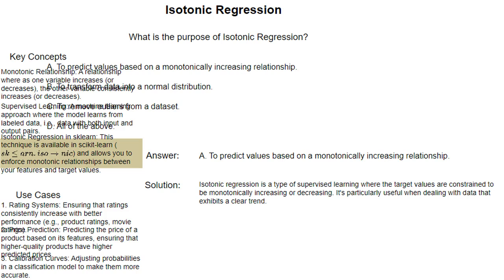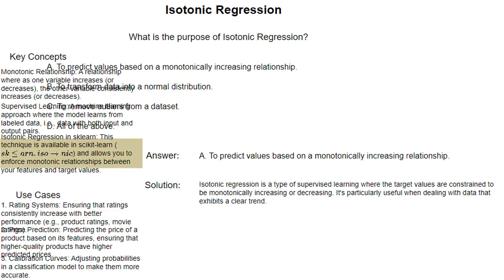Price prediction: predicting the price of a product based on its features, ensuring that higher quality products have higher predicted prices. Let's say we're building a model to predict the price of cars based on factors like engine size, mileage, and year of manufacture. Isotonic regression could be used to ensure that the model doesn't predict a lower price for a car with a bigger engine and lower mileage, even if other factors might suggest otherwise.